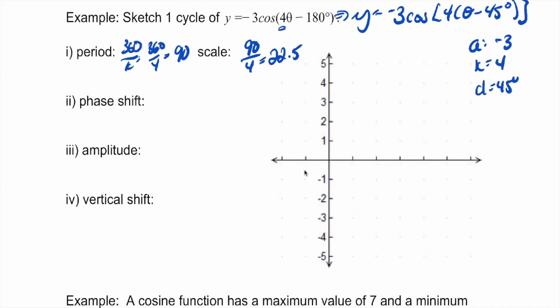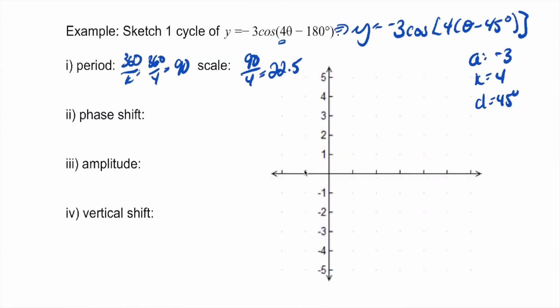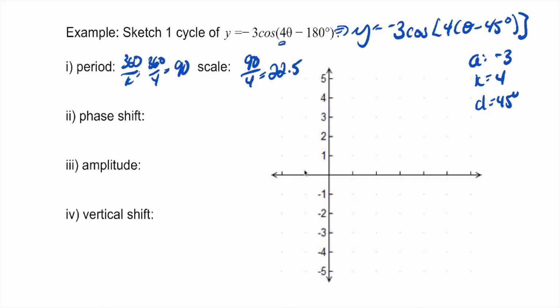So in my scale here, instead of labeling each tick as 22.5 because it could be a little bit tricky to read, I'm actually going to label every 2 as 45. So there's 90 and 135, and that would be -45. The phase shift here is 45 degrees to the right.